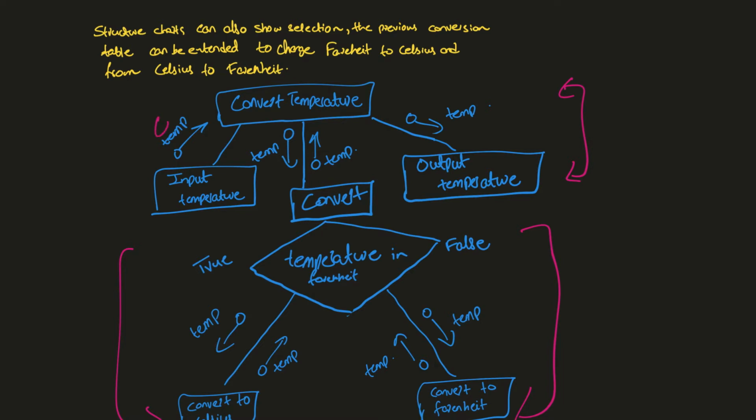You first take the temperature as input, then you send the temperature down to the convert module. In the convert module it first checks if the temperature is in Fahrenheit or not, and then it proceeds with whichever module is to be proceeded with. Then it returns the temperature variable after the conversion, and that converted temperature is sent to the output temperature module to be outputted. So this is how a structure chart models all your submodules and shows a hierarchy of how a big module works.